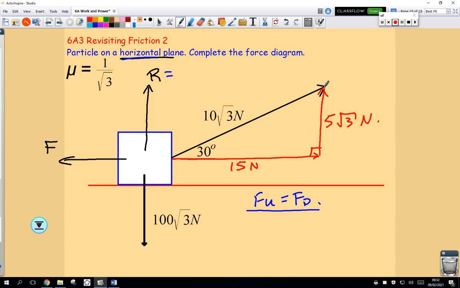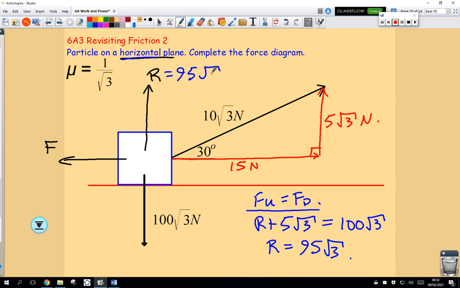The forces up here, well, actually there's two. There's the normal reaction, and there's this 5 root 3. So there are two forces acting upwards, and they have to equal the force down, which is 100 root 3. So what am I adding to 5 root 3 to get 100 root 3? Well, the normal reaction has to be 95 root 3. So the normal reaction here is 95 times root 3. Not 100 root 3. It's not the same. Quick check, combined, the upward forces have to equal the downward force.